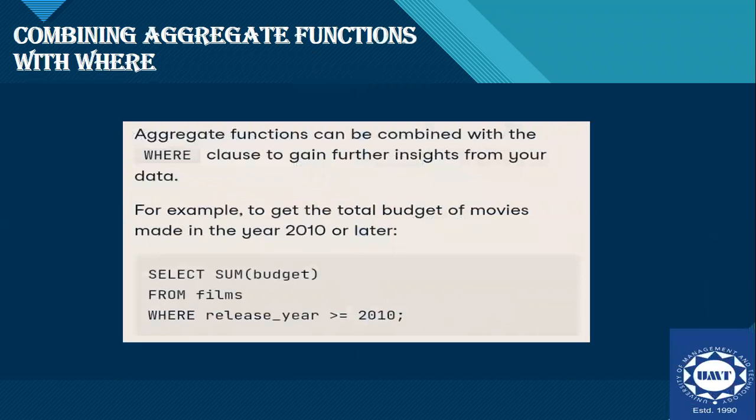Combining aggregate functions with where. Aggregate functions can be combined with the where clause to gain further insights from the data. For example, to get the total budget of the movies made in the year 2010 or later, you will put your query in this way.